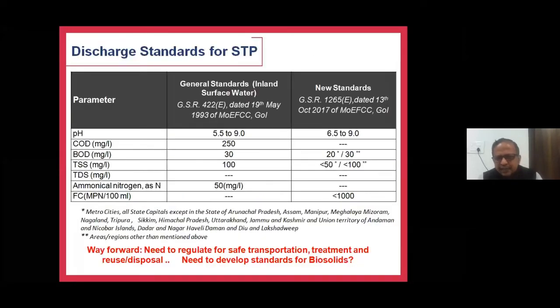And these are the standards which the Government of India notified. Of course, a lot of legal issues are still going on regarding the standards. But I would like to say that right now the standard is BOD 20 and 30. 20 is in the metro cities, and 30 in other locations.